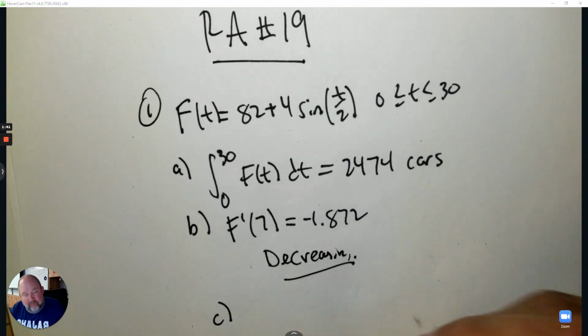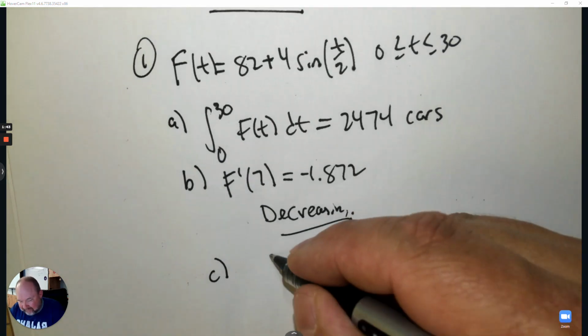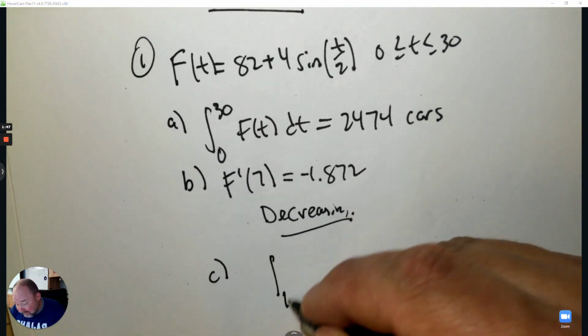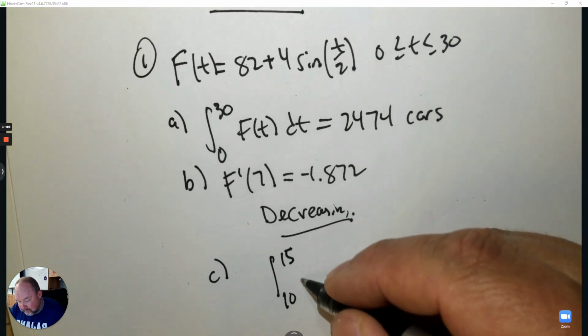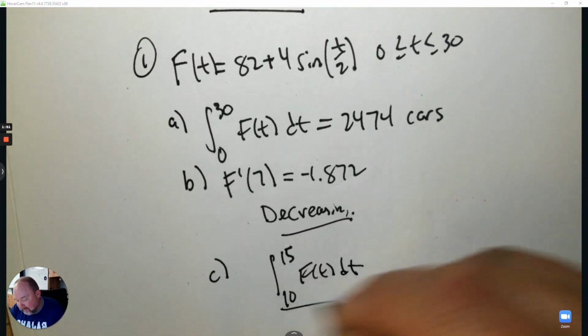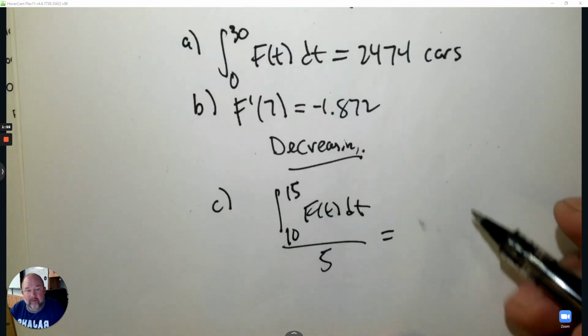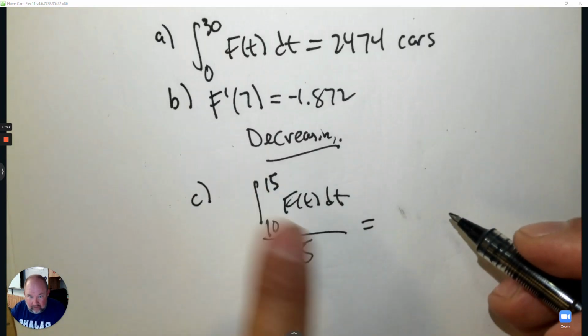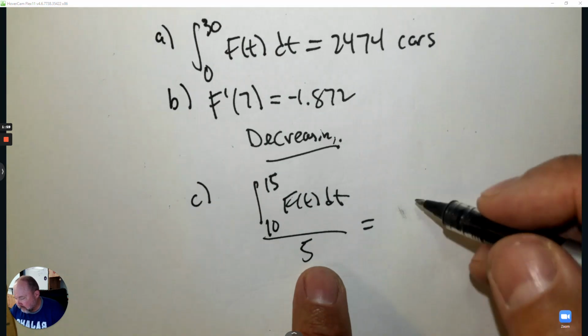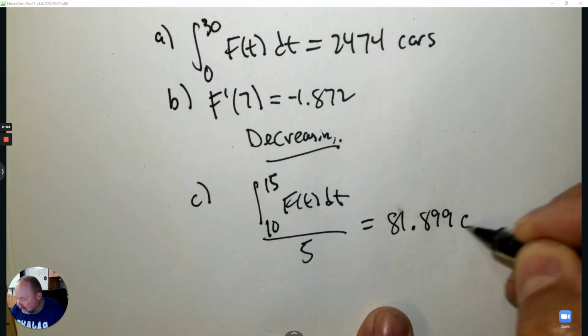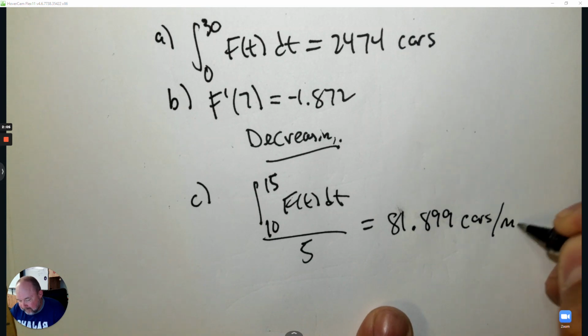C, what's the average value? What's that? That's an integration question. Over how many minutes? The average value from 10 to 15 of that function, and then divide by the difference of the bounds. Press pause, use your calculator. Can you type this in and get the same answer as me? So it's 81.899 cars per minute on average.